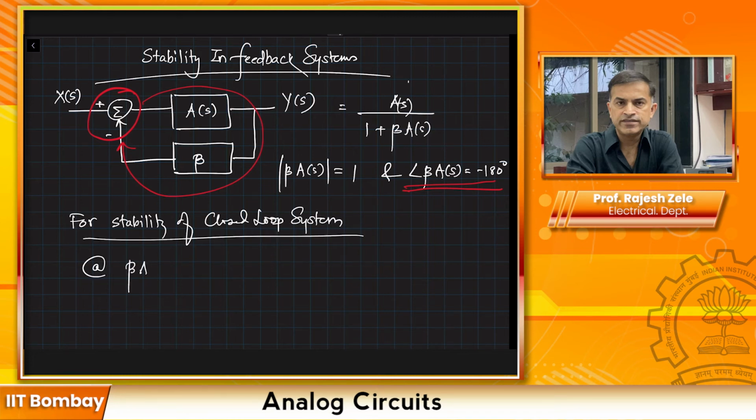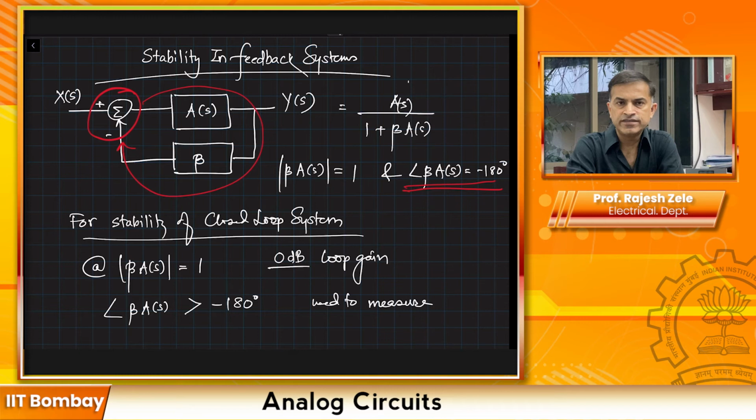at the point where the magnitude of beta times A of S is equal to 1, which is 0 dB loop gain, at that condition, we would like to make sure that the angle of beta times A of S is greater than minus 180 degrees. We know for sure that at minus 180 degrees we have oscillations. So we would like it to be greater than minus 180 degrees, and how far you are from this condition is what we call the phase margin, and it's referred to in degrees. So this is used to measure phase margin.